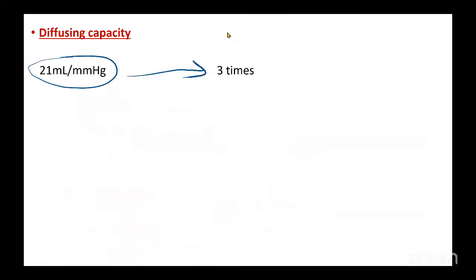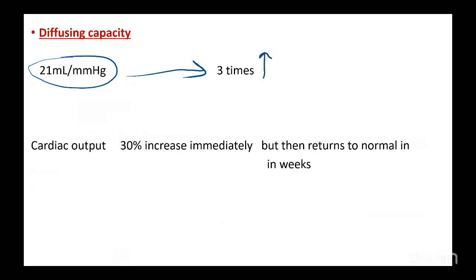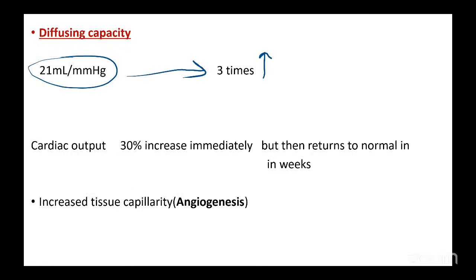Now the second thing, that is your diffusing capacity. Normally, your diffusing capacity is 21 ml per millimeter mercury. DLCO is what you're talking about. Now that can increase up to 3 times. Apart from that, cardiac output also increases. Then your tissue capillarity also will increase. Capillary angiogenesis usually takes a longer time, not an acute effect.